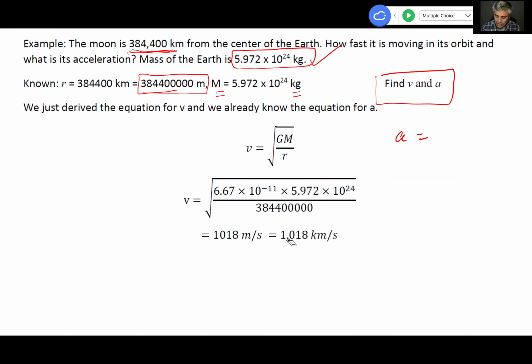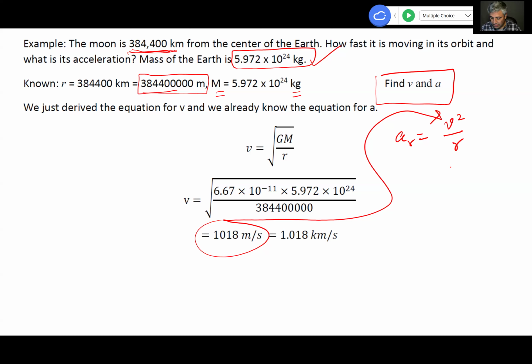Now it is also asking you to find the acceleration. In the note, I don't quite remember if I calculated it or not, but once you have the speed, you can use v squared over r, the radial acceleration. Basically, that's what it's talking about. Use the speed you just calculated in meters per second, and r we already have. Once we do that, we get the acceleration of the moon as well.